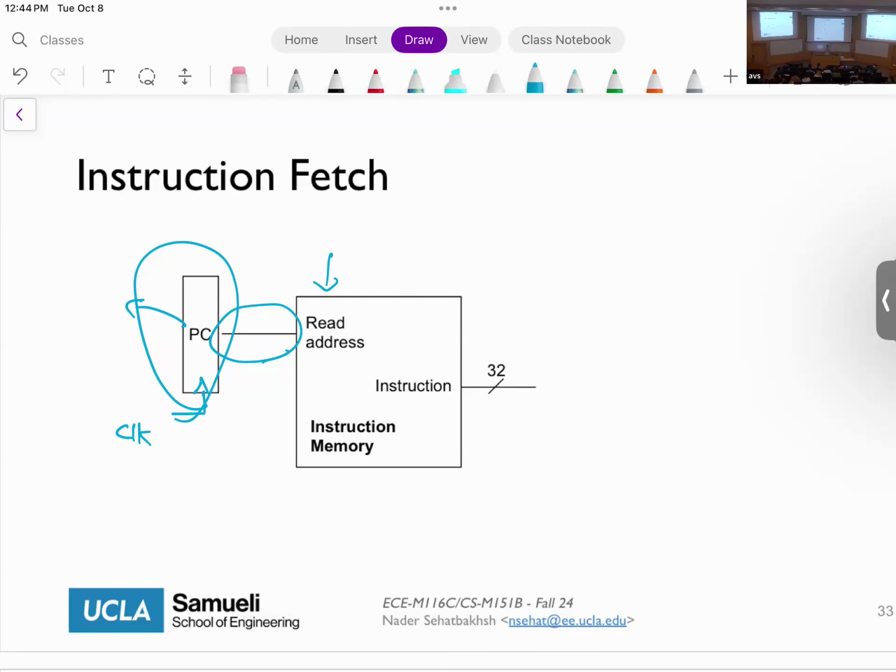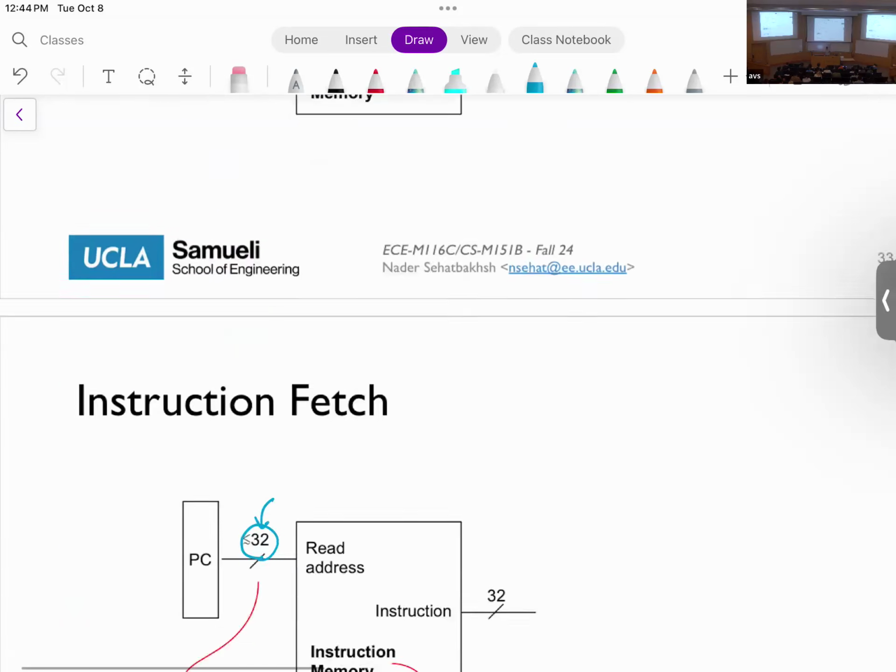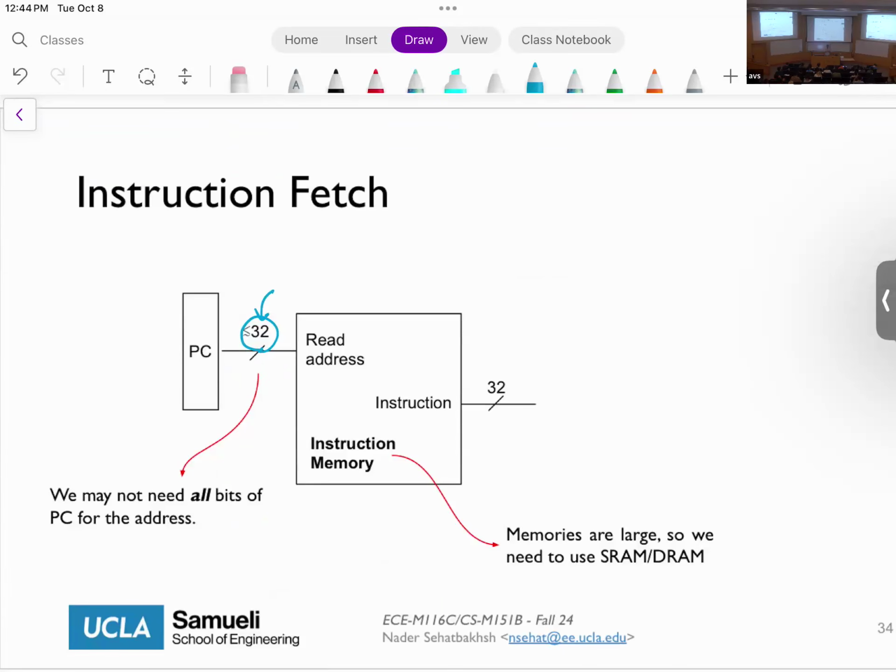Anyone want to answer this question? Is it 32 or should it be less? And why? First of all, the PC is 32 bits. We already know that because it's just one register similar to the other registers that we have. But do I need all the 32 bits to read the address? Does it depend? If it does, depends on what, and so on and so forth. Yeah.